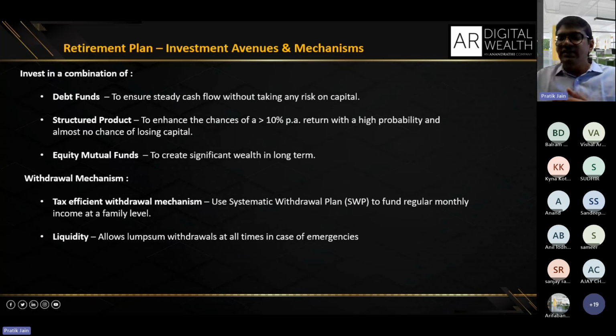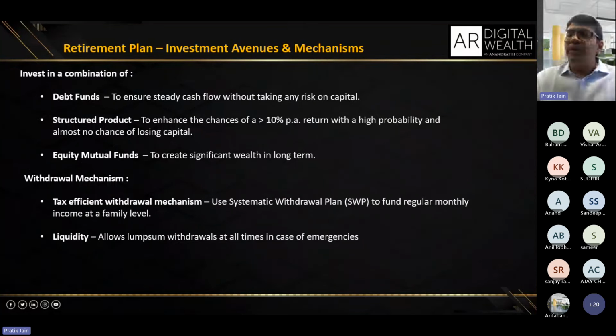Structured product, as we all know, works as a plan B for our portfolio. We'll see what the combination is, but I'm just explaining the product individually so that you understand it. Structured product works as a plan B. Even if the market doesn't perform, the structured product will be able to deliver double-digit returns. That's the objective of the structured product. That's the objective of plan B.